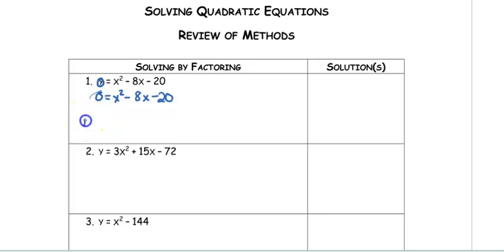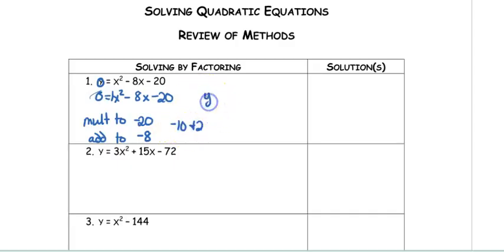This is a trinomial. So you do what multiplies to AC. A is 1, C is negative 20. 1 times negative 20 is negative 20. And what adds to b, which b is negative 8. Remember, a is the number in front of x squared, b is the number in front of x, c is the constant. So you find the two numbers that multiply to negative 20 and add to negative 8. That is going to be negative 10 and 2.